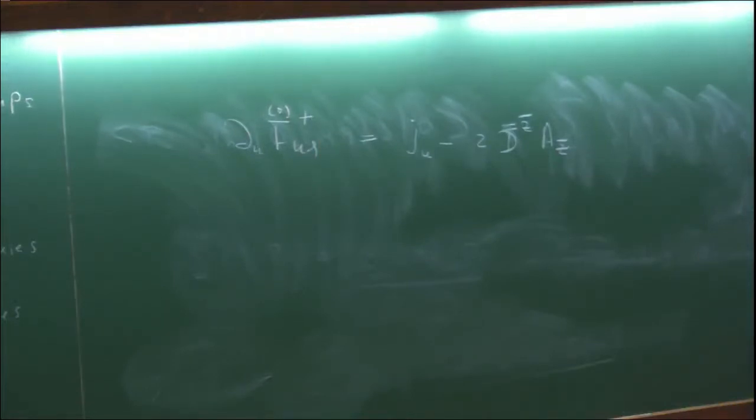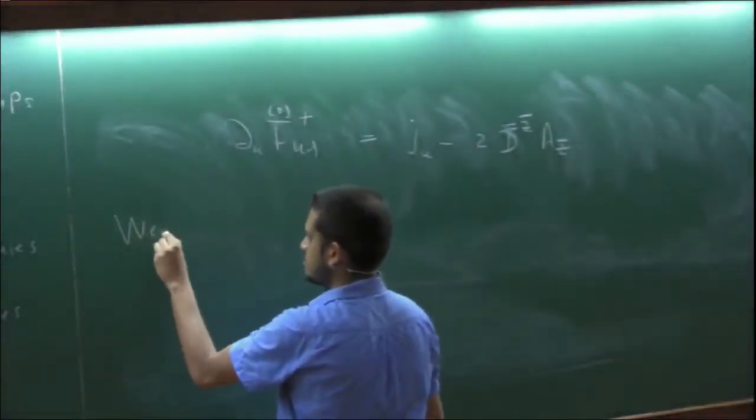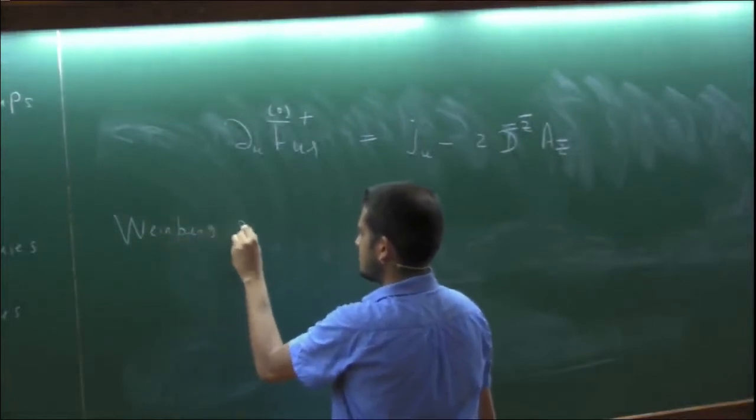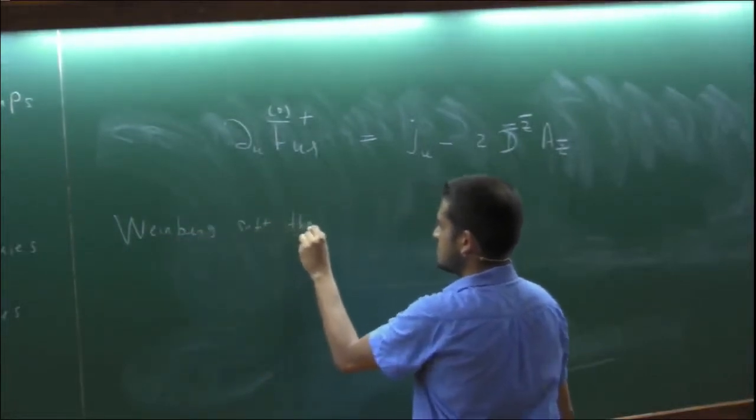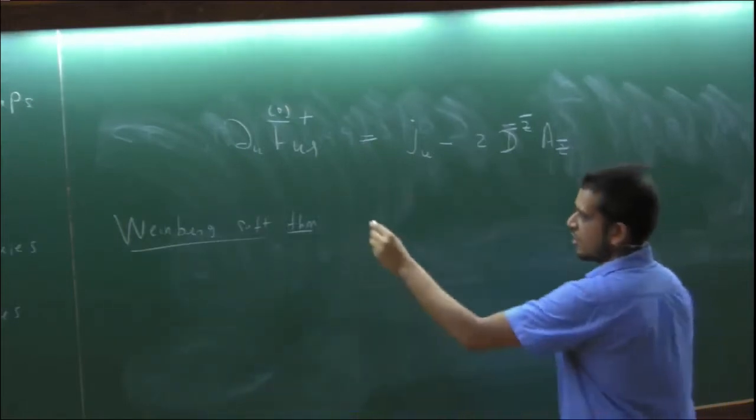So now, this is what Strominger showed. What he showed is that if you take Weinberg's theorem, then that is equivalent to looking at the following Ward identity.